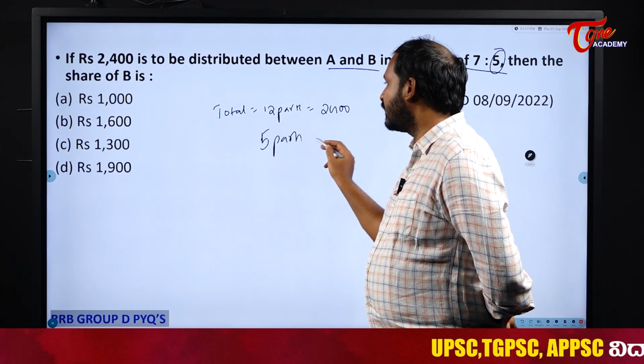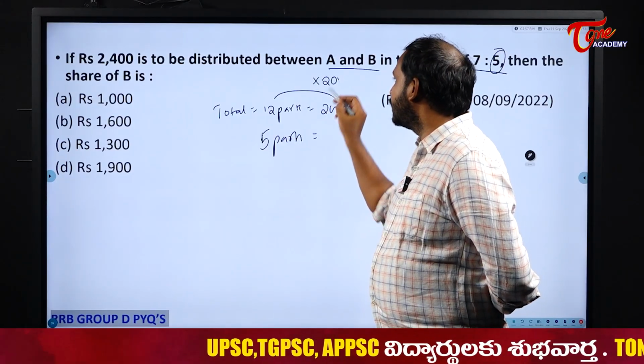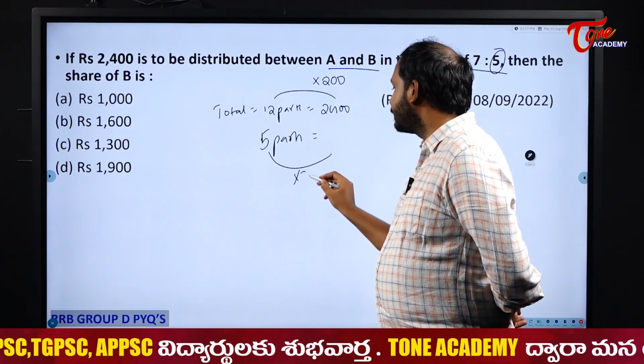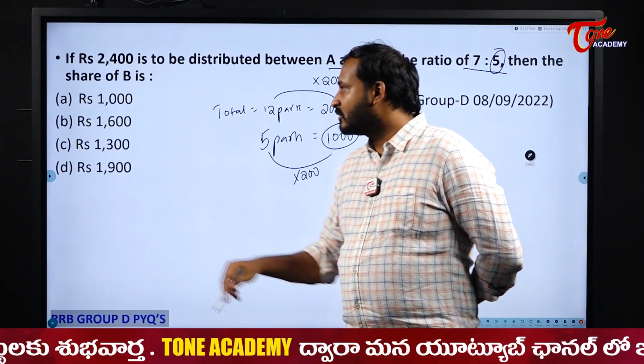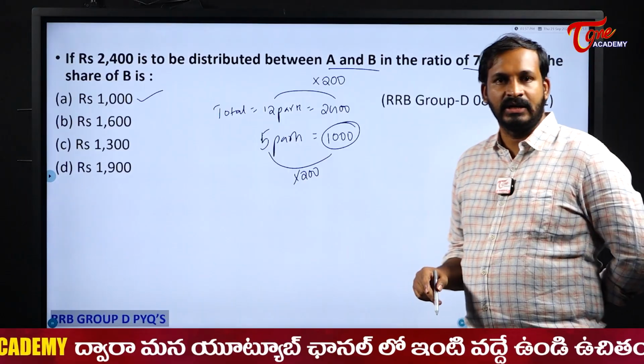What is the relation between 12 and 2400, students? It is into 200. So here also into 200, so 5 parts becomes 1000 rupees. So B's share is 1000 rupees.